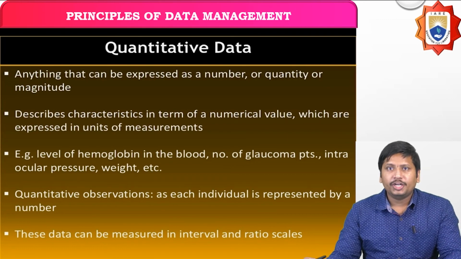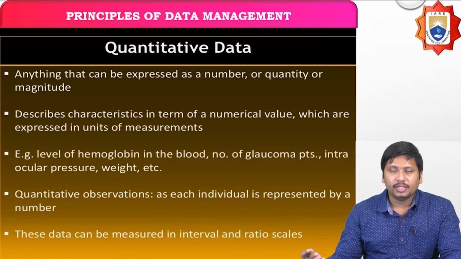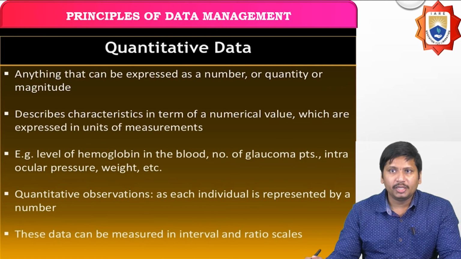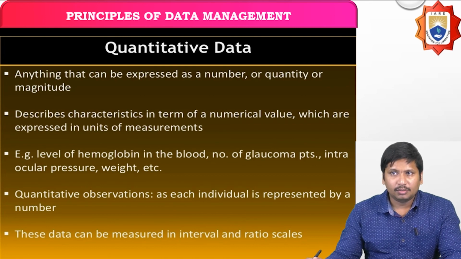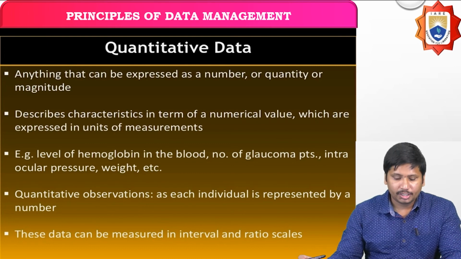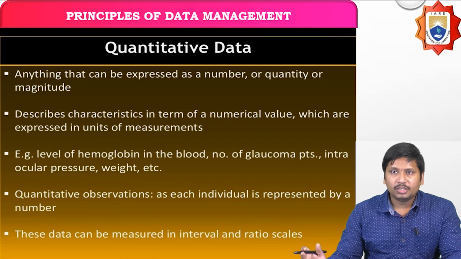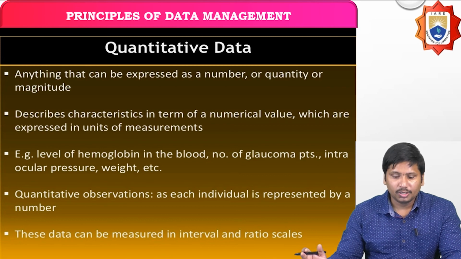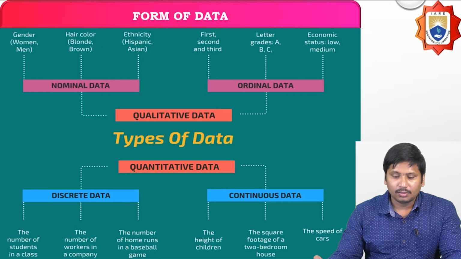So next is quantitative data. Quantitative data means data which can be expressed as a number, quantity or magnitude, describing the characteristics in terms of numerical value, and measured in terms of measurement. Examples are the level of hemoglobin in the blood, the number of glaucoma points, intraocular pressure and weight. Each individual is represented by a number, and these data can be measured in terms of interval and ratio scale.